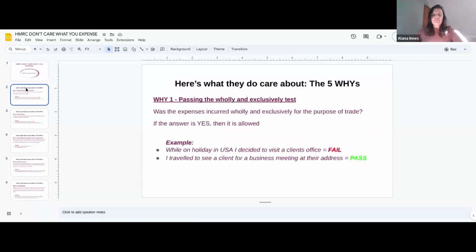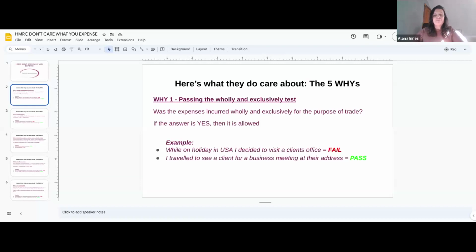So the first one of them is the most basic rule of everything when you're claiming everything through your business: does it pass the wholly and exclusively test from HMRC? So was the expense wholly and exclusively incurred for the purposes of trade? So if the answer is yes, then it is allowed to be claimed as a business expense through HMRC.